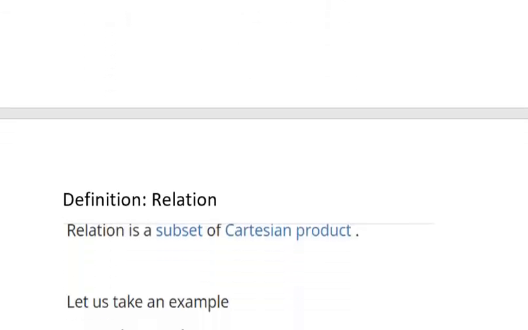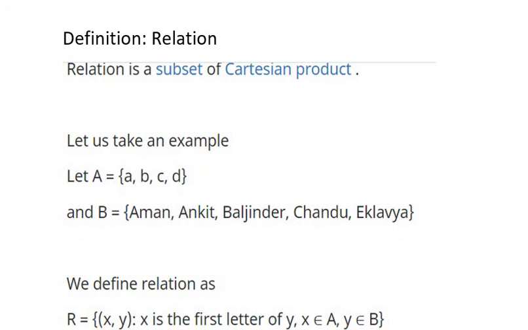Now next is the definition of relation. Whatever we have learned till now was the Cartesian product. Now what is a relation? A relation is a subset of the Cartesian product. We know that the Cartesian product always consists of ordered pairs. So we will select a few ordered pairs out of that, depending on our relation, whatever the condition is given.